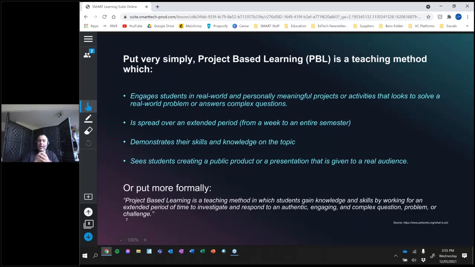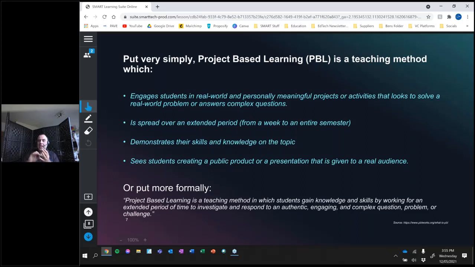So if we put it more formally, this quote I've taken from the project-based learning website says that project-based learning is a teaching method in which students gain knowledge and skills by working for an extended period of time to investigate and respond to authentic, engaging, and complex questions, problems, or a challenge.